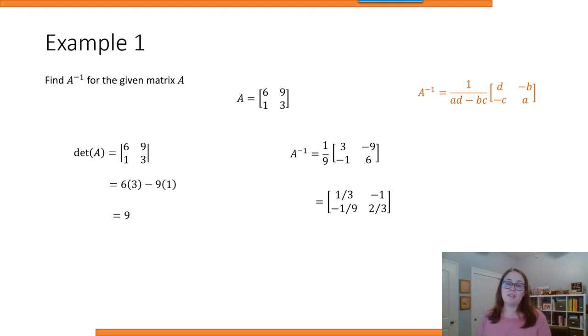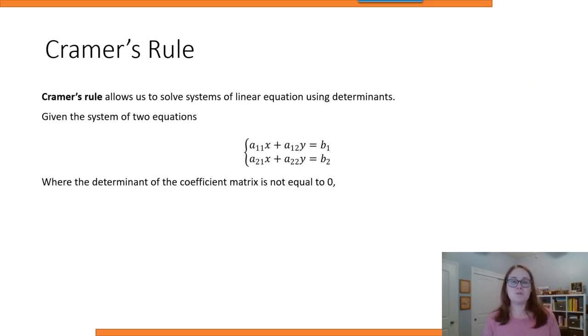So I just multiply each of the values inside the matrix by 1/9 and simplify to get the inverse. Okay, let's do one more thing with a 2 by 2 matrix before we move on. I can use a rule called Cramer's rule to solve a system of two linear equations using the determinant.